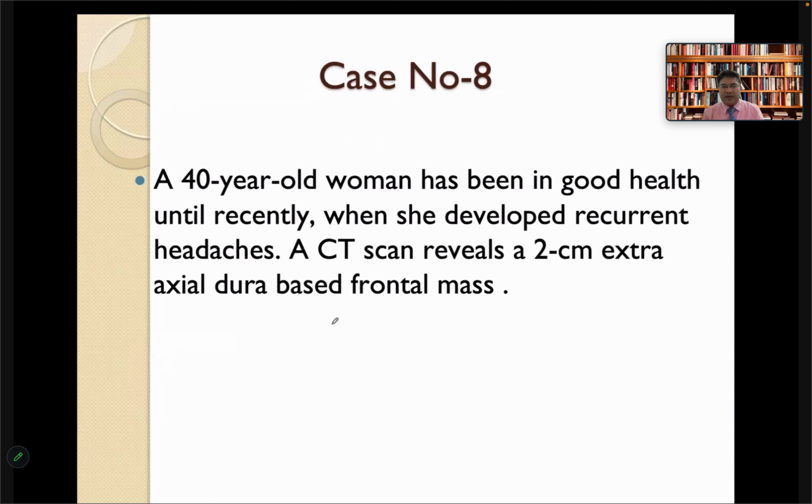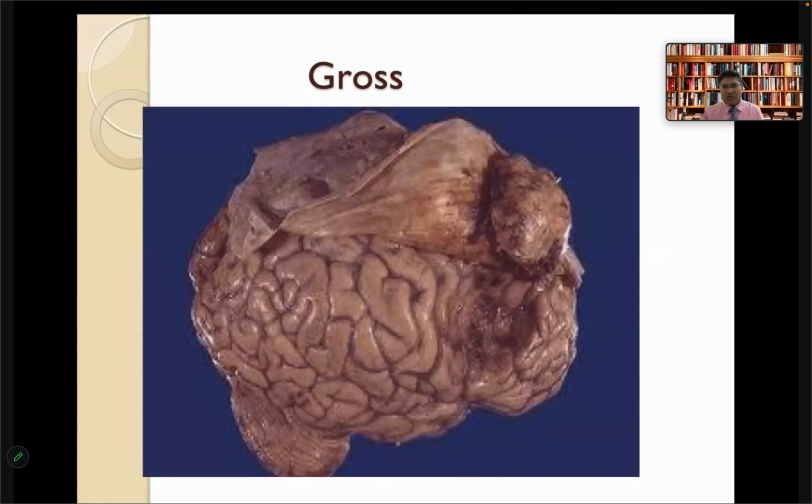All right. Now case number 8. A 40-year-old woman has been in good health until recently when she developed recurrent headaches. A CT scan reveals a 2 centimeter extra axial dural based frontal mass. Right. So in this image, you see a large, solid, smooth tumor which is attached to the base of the dura. So we say extra axial.